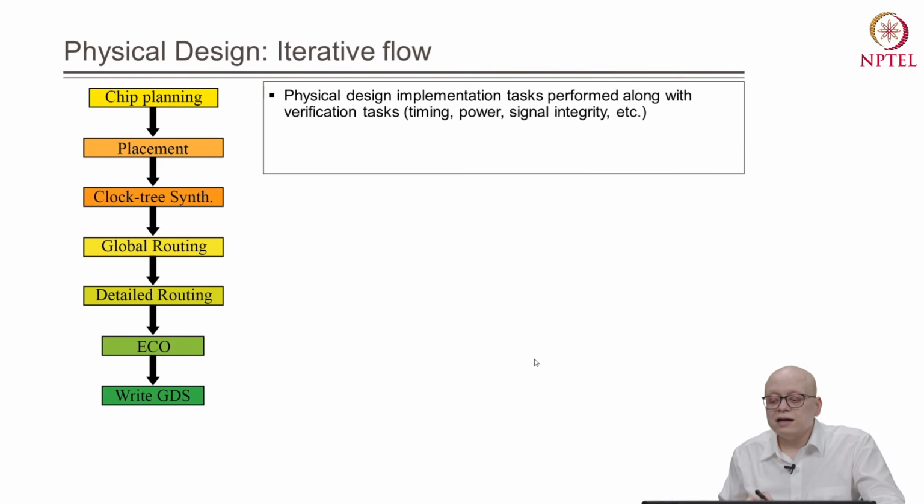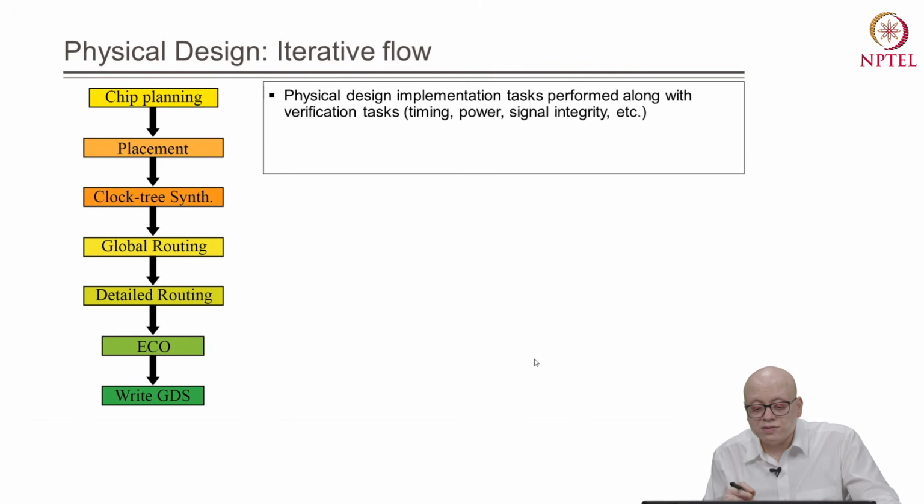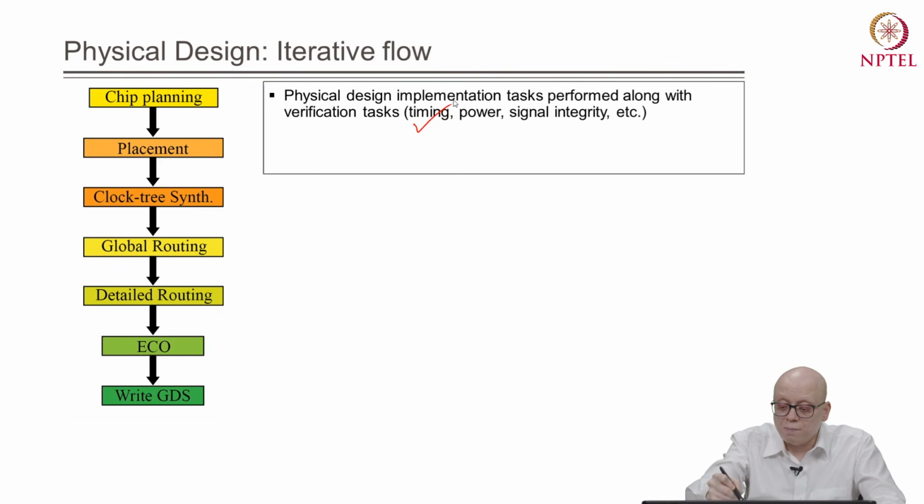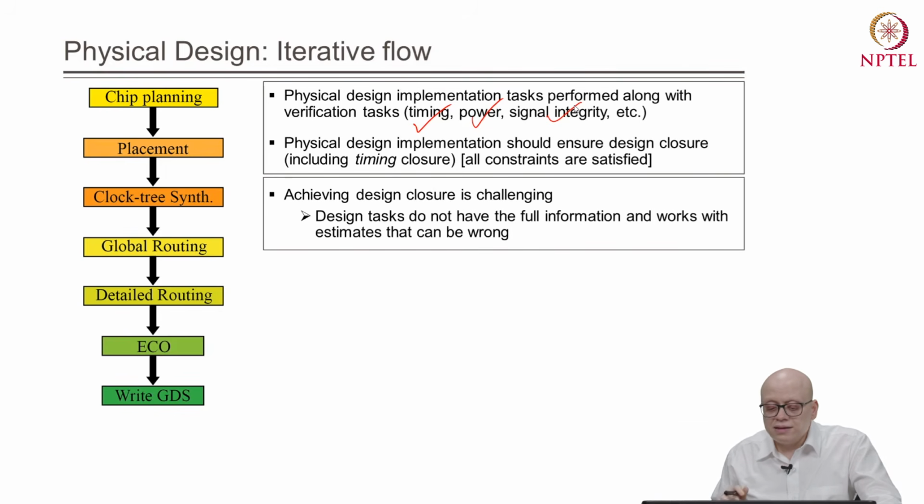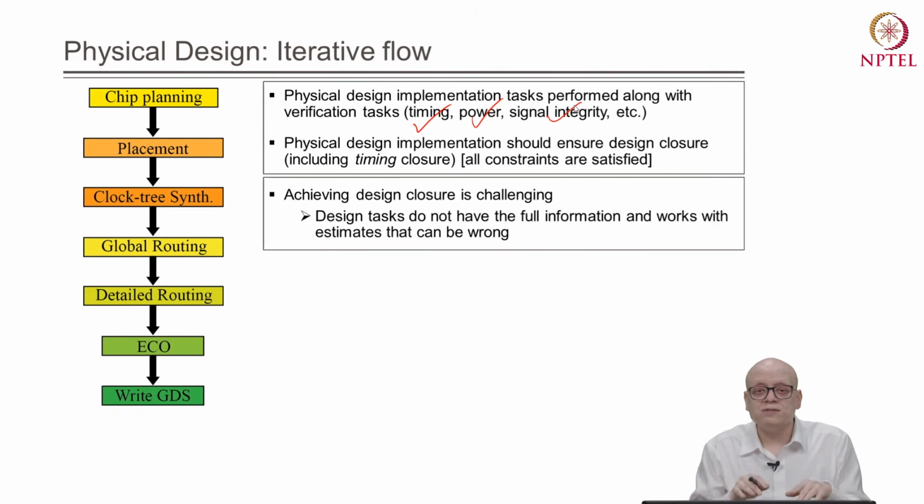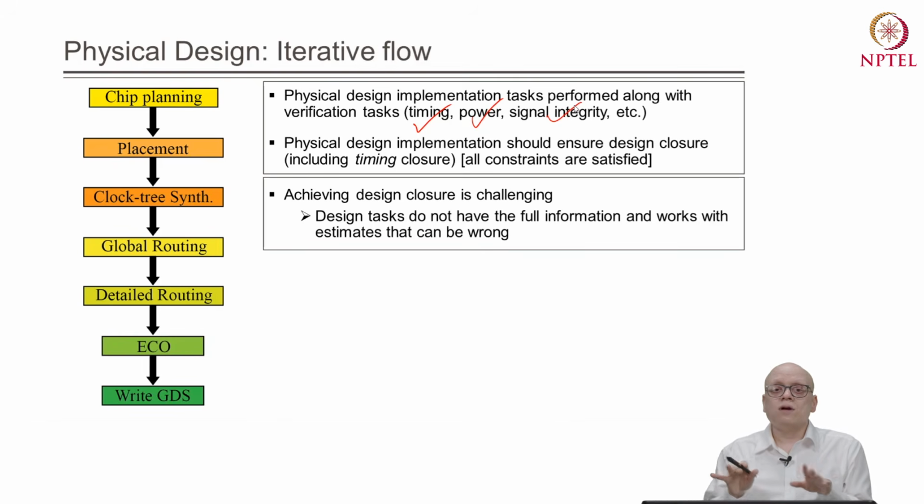The other thing that we need to consider is that when we are doing physical design implementation, we also need to do verification for timing, power, signal integrity, and many other things, right? And once we do this verification, we may find problems, right? And those problems need to be fixed by making changes in our design, right? And achieving this design closure means that we have achieved a state in which everything is fine, right? The properties that the design should satisfy are being satisfied, and we say that design closure has been achieved.